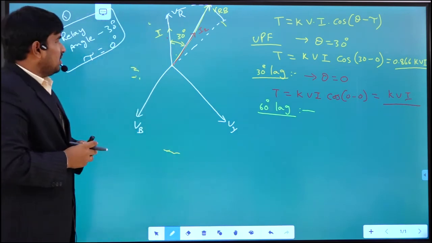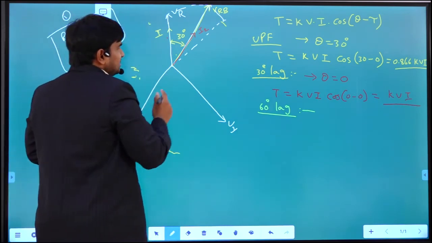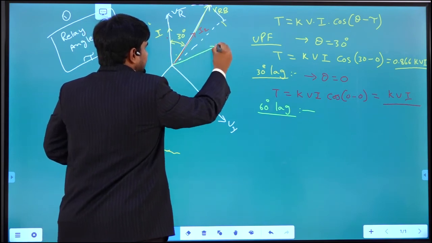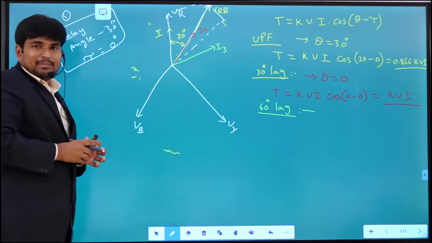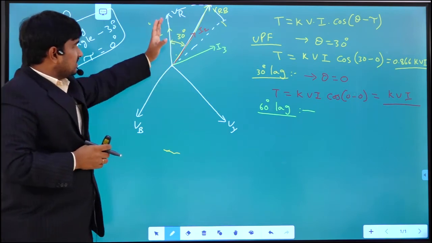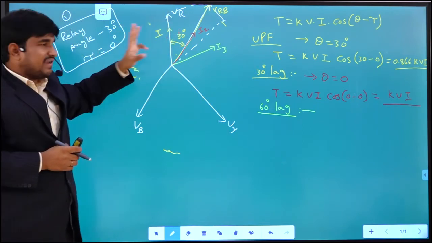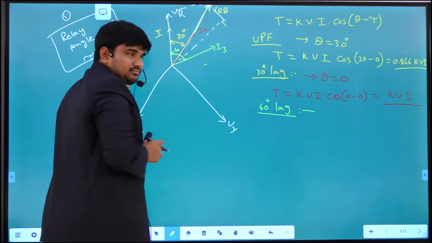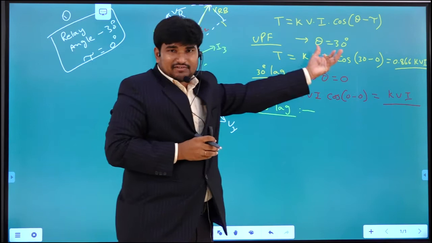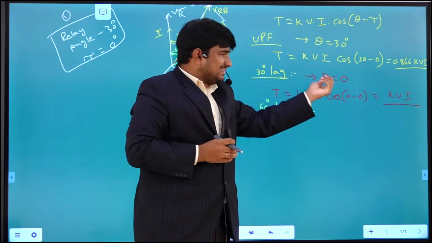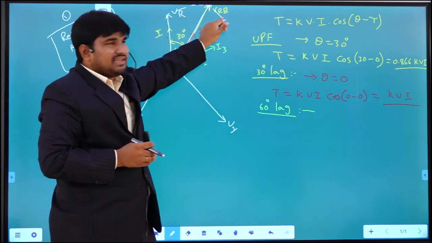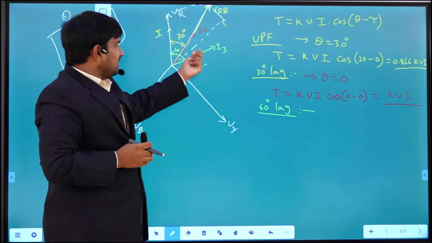60 degrees lag. Now in this case, my current I3 lags this VR by 60 degrees. But in the torque equation, we have to find theta in between voltage and current. What is the voltage we have given here? VRB. And what is the current?